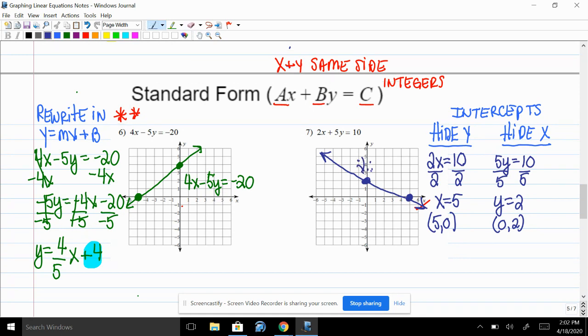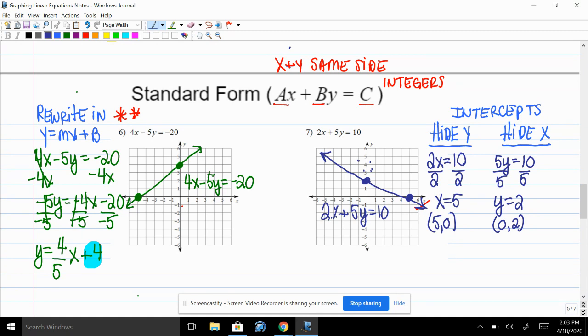2x plus 5y is equal to 10. Sorry, my pen just acted a little funny there.